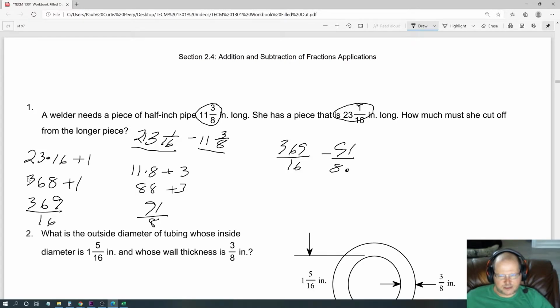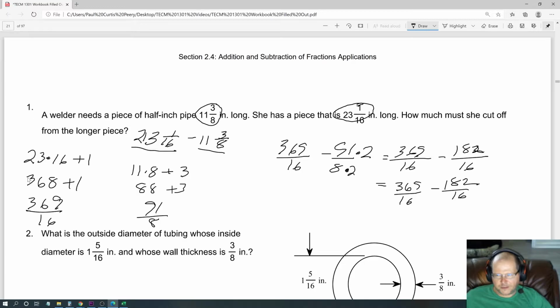Now, because they don't have the same denominator, we need to make them have the same denominator. So what I can do is multiply 8 by 2, and therefore, to keep it an equivalent fraction, multiply the numerator by 2. And that gives me the original 369, which does not change, minus 182, because 91 times 2 is 182. And then 8 times 2 is 16. And because they're like fractions, meaning they have the same denominator, we can subtract the numerators.